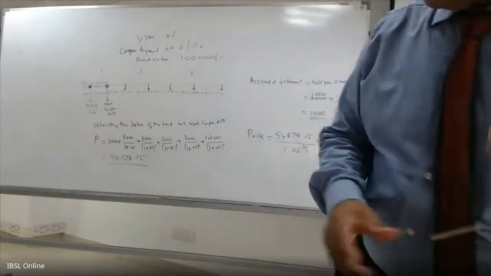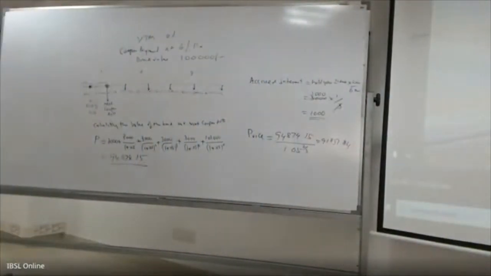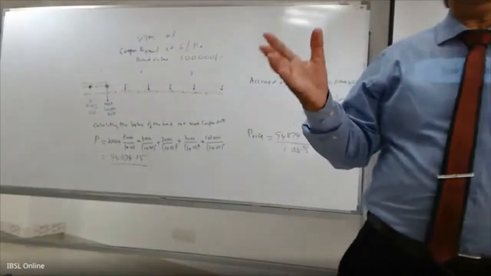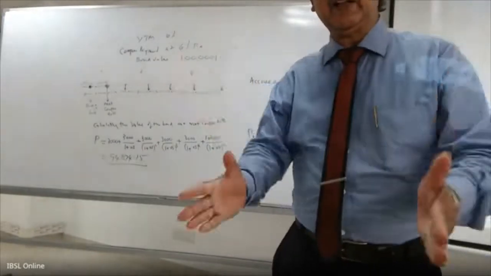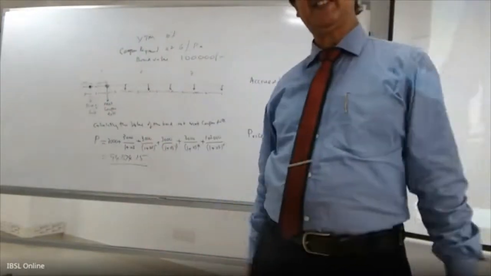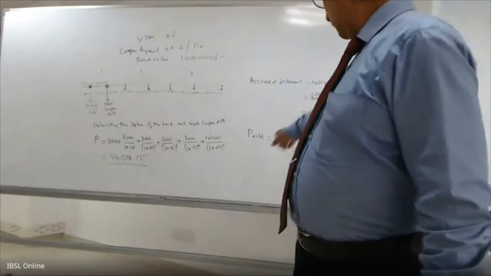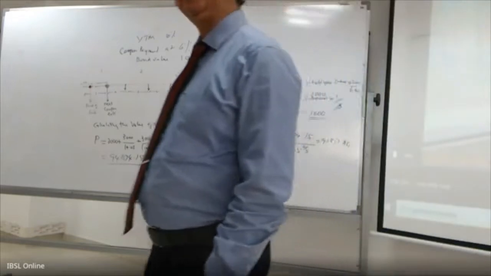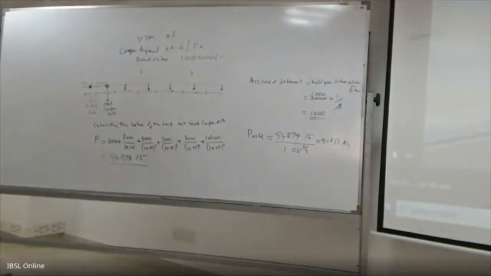Right. Now, this is what we call the price of the bond. I think I just told you about dirty price, clean price, and all sorts of things. This is what you call the clean price. The clean price of this bond is 91,837. What do you mean by dirty? The dirty price is the clean price plus the accrued interest.